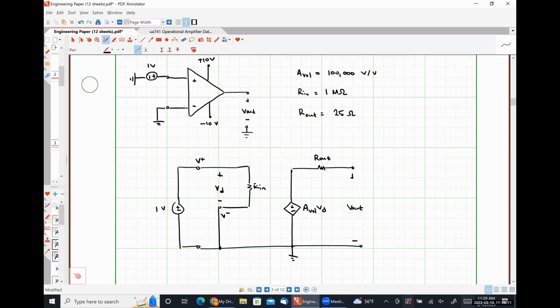What's VD, our differential voltage? It's 1 volt. Absolutely right. AVOL times VD would then be 100,000 volts, which means there's 100,000 volts between here and here. Since we have an open circuit on our output, V out is then 100,000 volts. Does that make sense? From a circuit analysis perspective, sure. From an actual practical circuit perspective, good Lord, no.